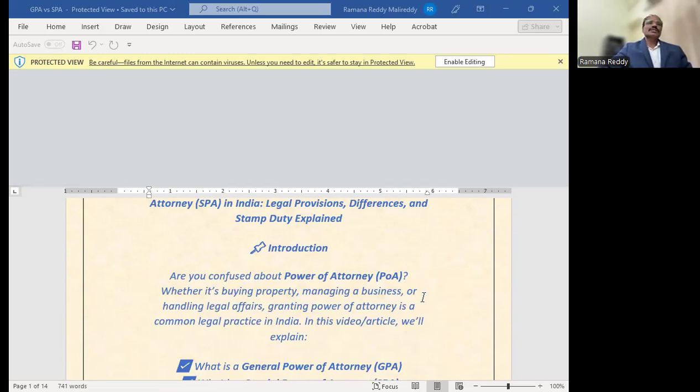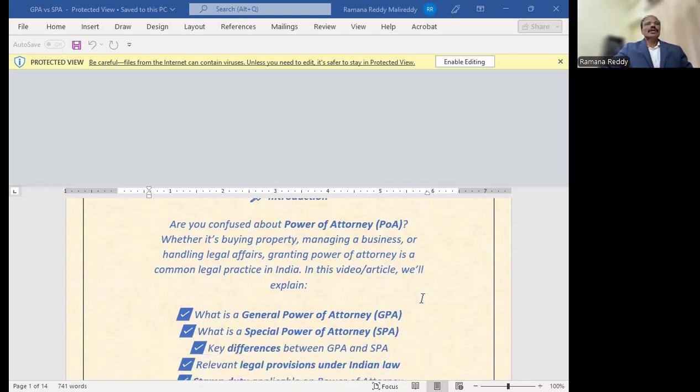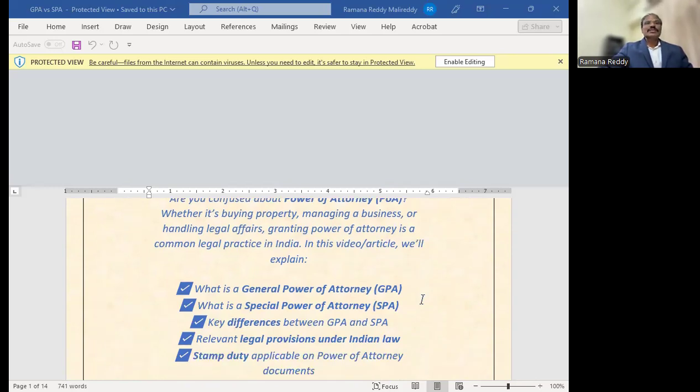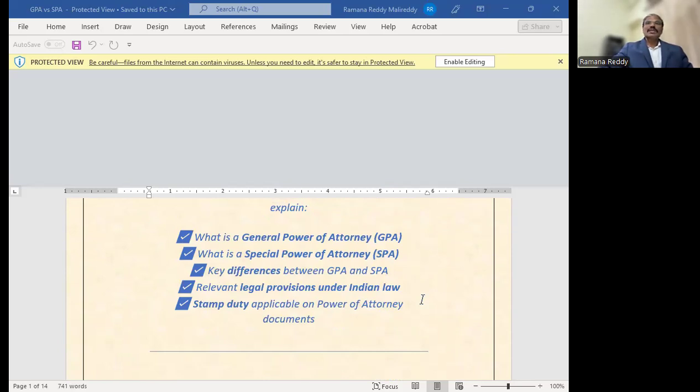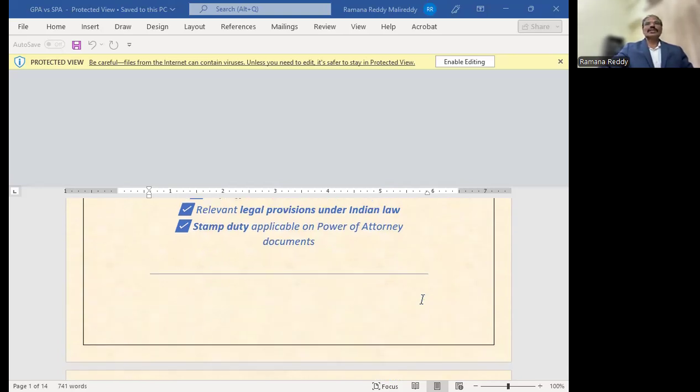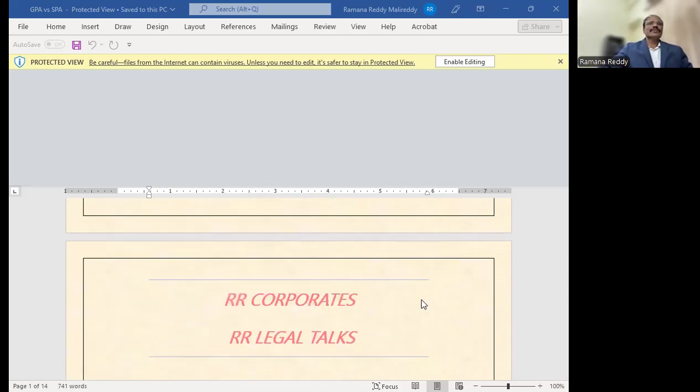Granting power of attorney is a common legal practice in India. In this video, we will explain in detail what is general power of attorney and what is special power of attorney, key differences between GPA and SPA, relevant legal provisions under Indian law, and stamp duty applicable on power of attorney documents. So this is what in detail we'll discuss.